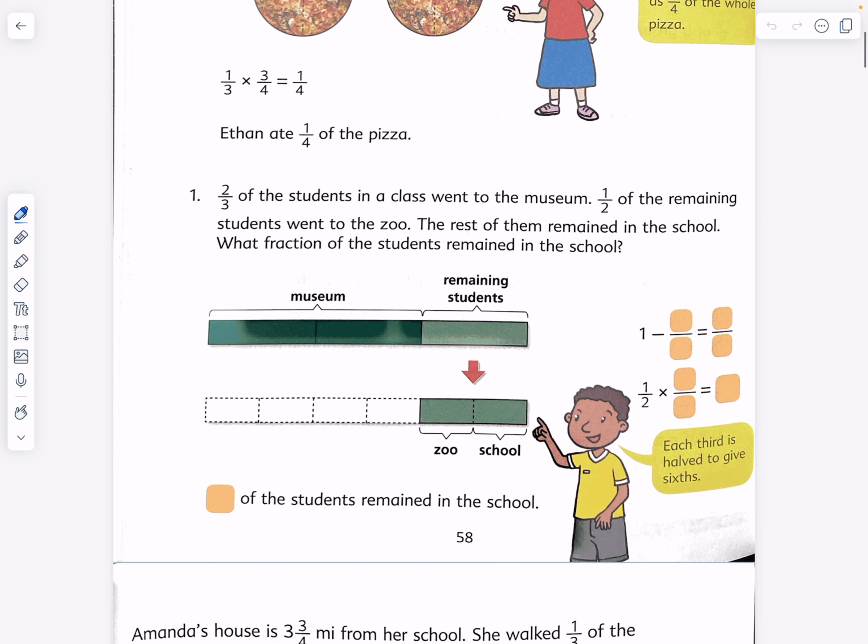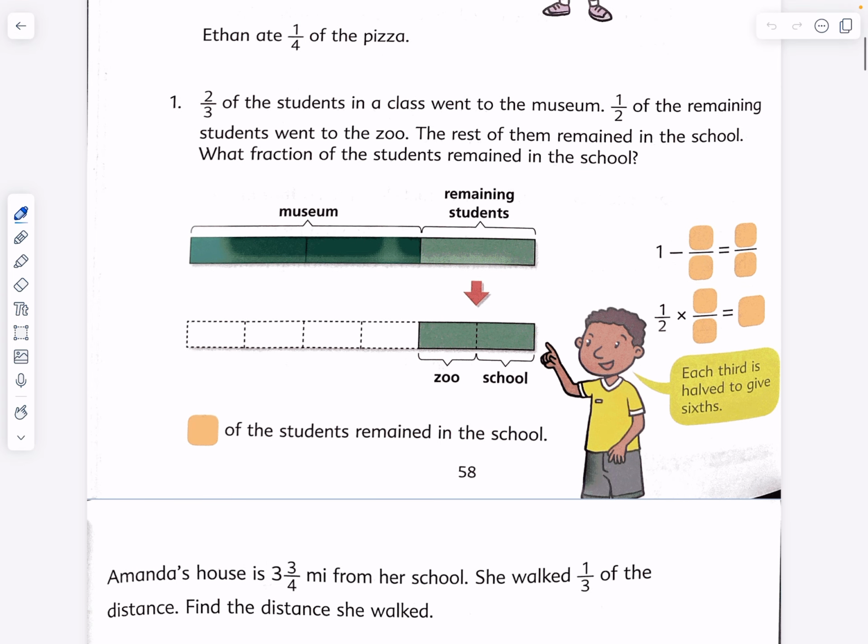I am on page 58, right here. And it's problem number 1. So let's read this carefully. 2/3 of the students in a class went to the museum. 1/2 of the remaining students went to the zoo. The rest of them remained at school. What fraction of the students remained at school?